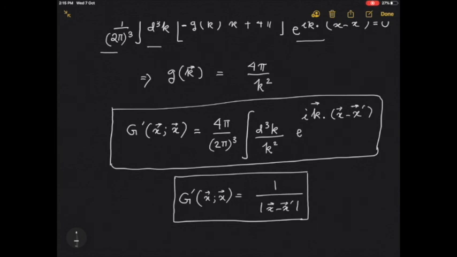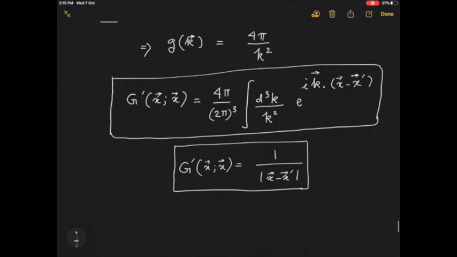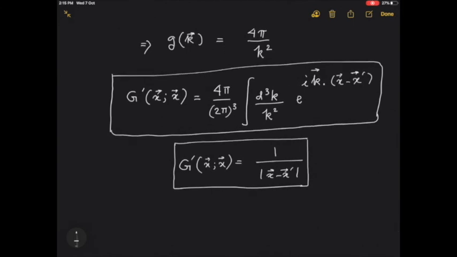Remember that this form of g prime, which is 1 by mod of x minus x prime, is sacrosanct to the Laplacian operator. If there is any other operator, obviously it will be different. Okay, so that's it for today.